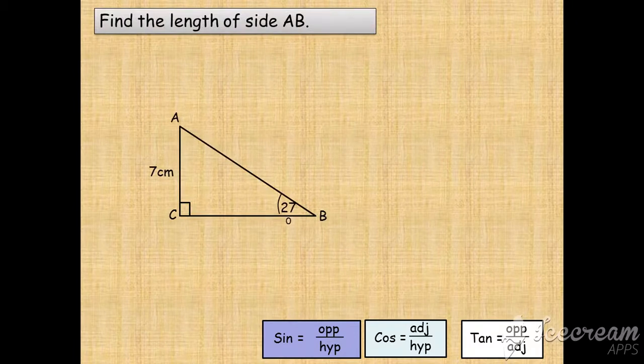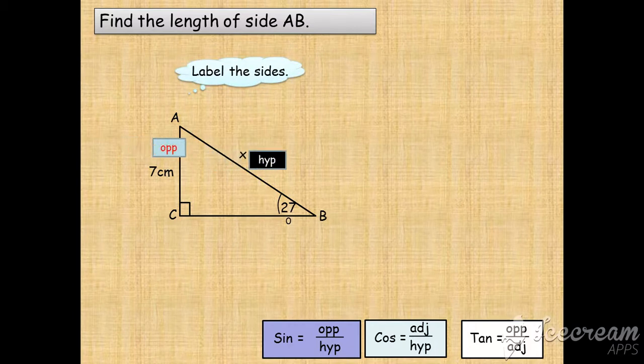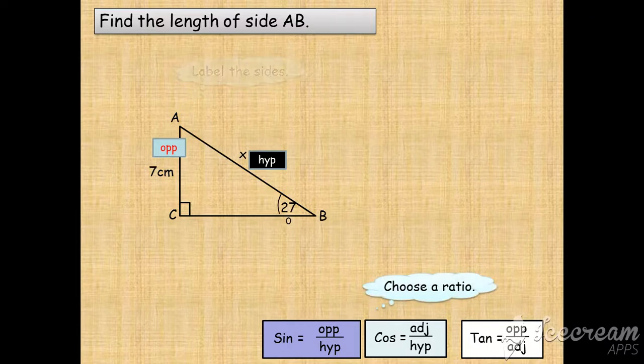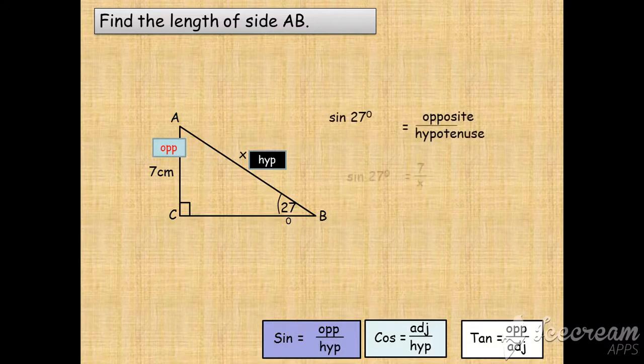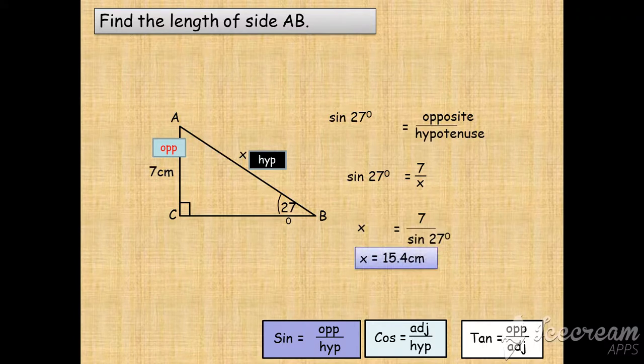Find the length of AB in this triangle. First, label the sides. AC, the given side, represents the opposite side, and finally AB is the hypotenuse in this triangle. I have opposite and hypotenuse, so it will be sine. So I'm going to use sine 27 equals 7 over x. I need to find the value of x here, so I'm going to use cross multiplication. x equals 7 over sine 27. Finally, x equals 15.4.